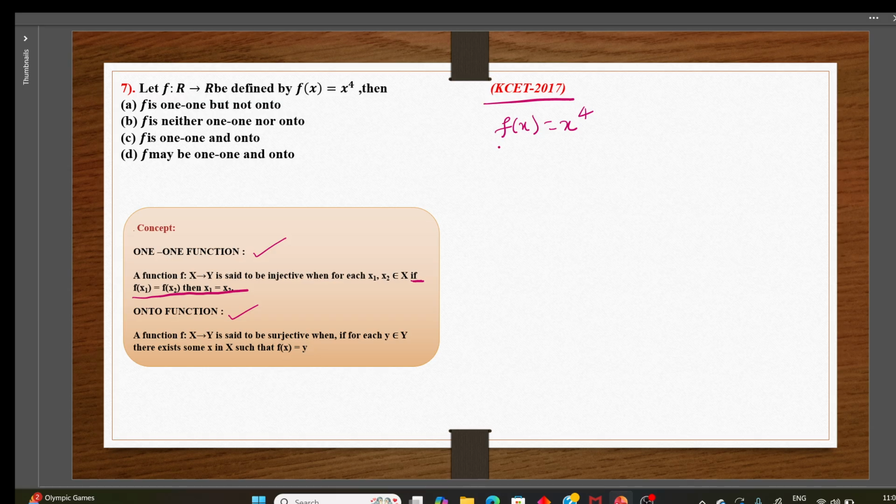Now we have to check onto also. Onto means a function f from X to Y is said to be surjective if for every y belonging to Y, there exists some x in X such that f of x is equal to y. The conditions are the same as in the previous problem. Clear? So first we have to check one-one. What is one-one here? If f of x1 is equal to f of x2, then x1 is equal to x2.